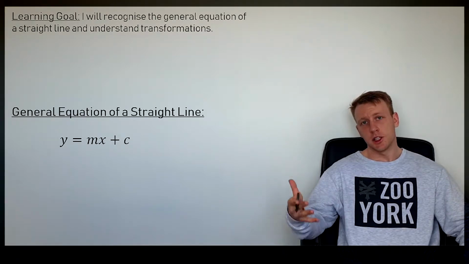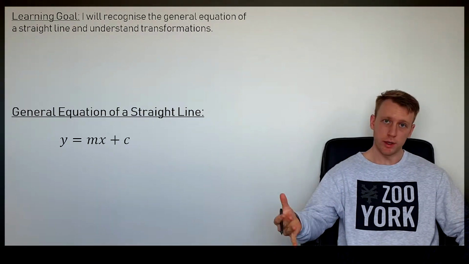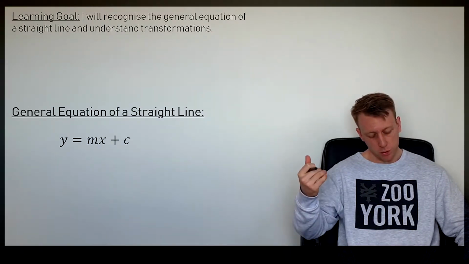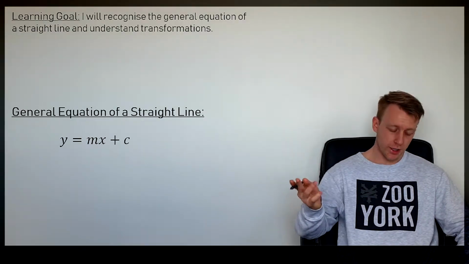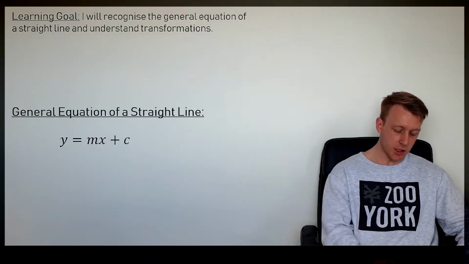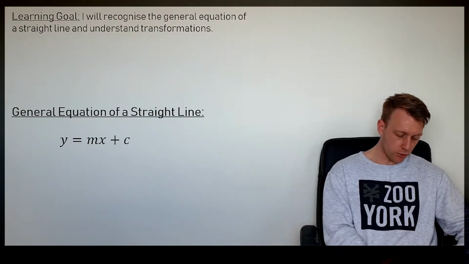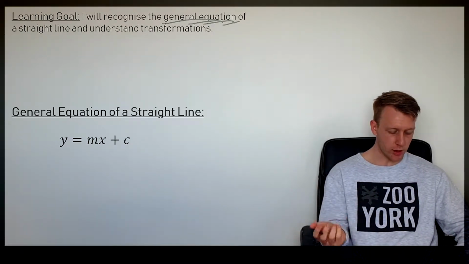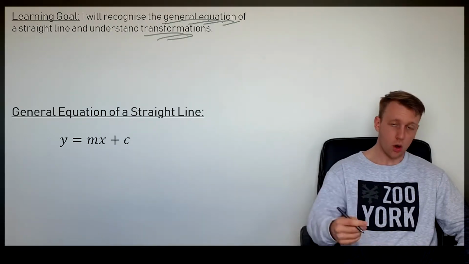We've looked at Cartesian planes, which is that XY coordinate system and plotting points onto the graph. We've also looked at the straight line that connects those 2 points together. Now, what I'm going to introduce here today is the general equation of a straight line. We're going to recognize the general equation of a straight line, and we're also going to understand its transformations on a graph.